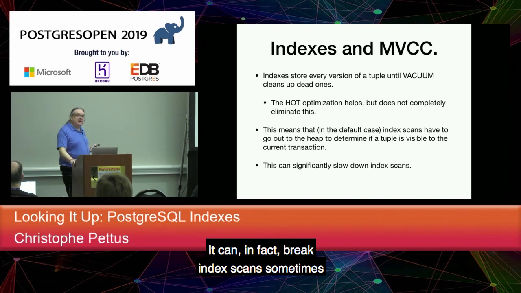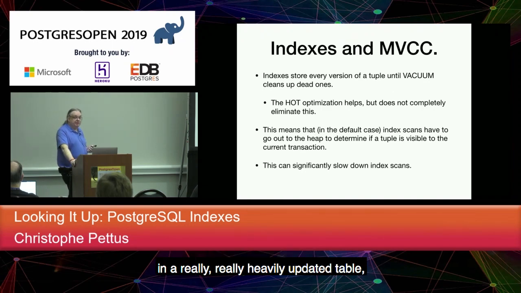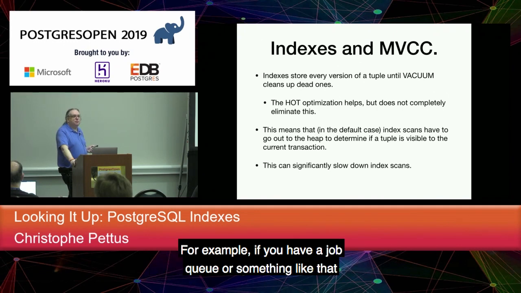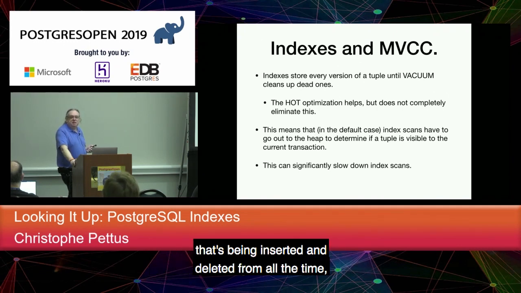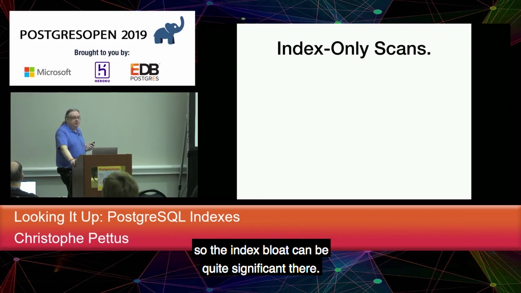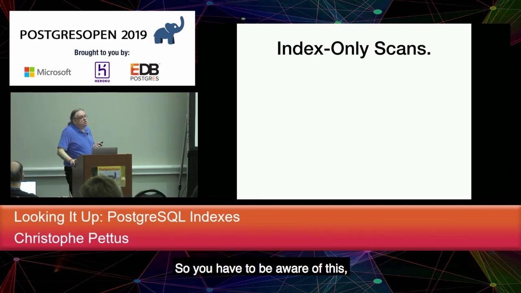So this can really slow down index scans. It can, in fact, break index scans sometimes in a really, really heavily updated table. And really heavily updated tables happen more often than you might think. For example, if you have a job queue or something like that that's being updated and inserted and deleted from all the time, that counts. So the index bloat can be quite significant there, so you have to be aware of this.